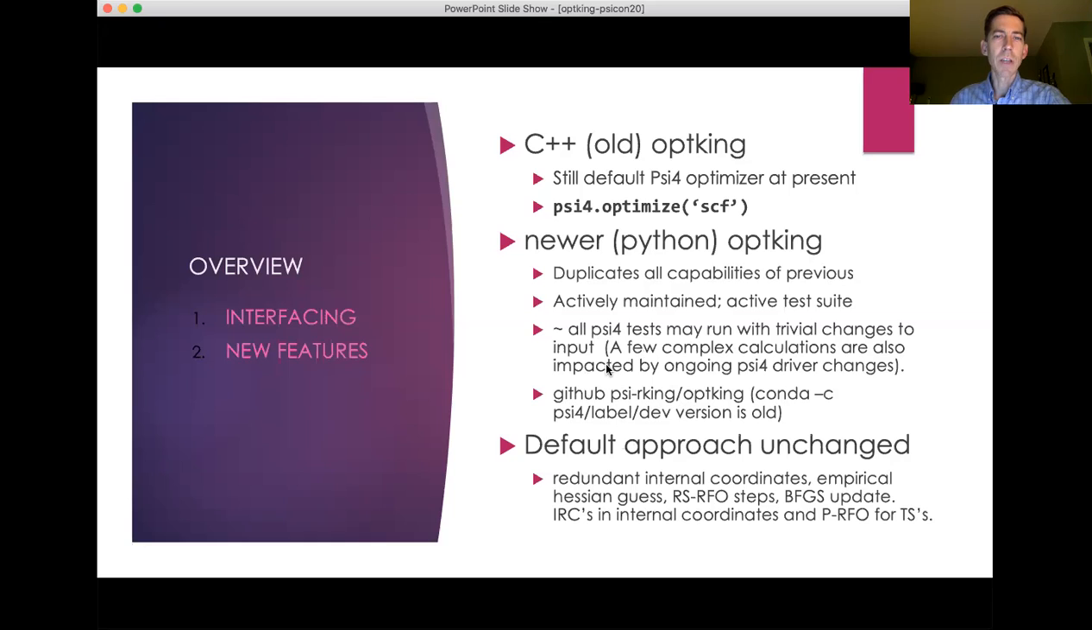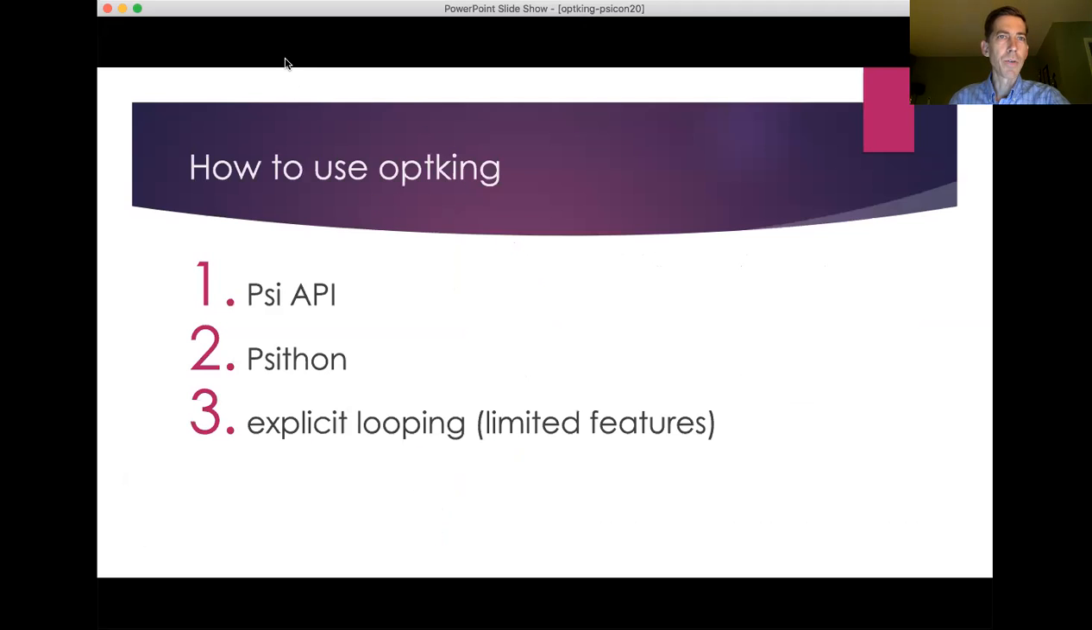You can get the code easily on GitHub by cloning it, sticking it in your Python directory. We should update the version in the Psi4 dev Conda channel. There's an old version of Optking, but it's too old. You wouldn't want to use it. The basic default approach hasn't changed. We're focusing on minima. I'm not going to talk more about specific methods. Now, I want to talk about interfacing, how you can use the code, and then some of its new features.